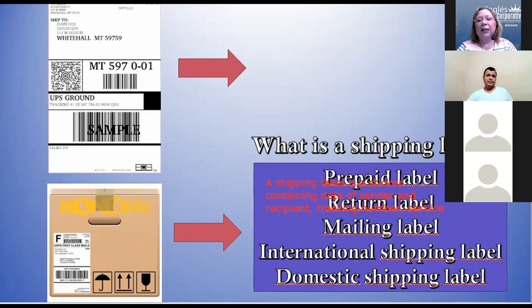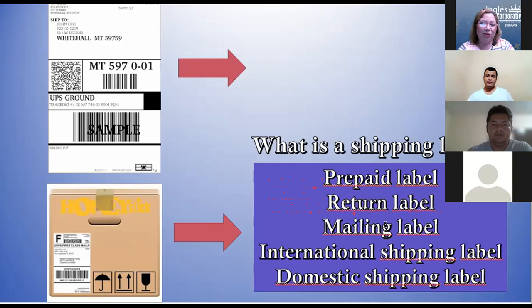en listita, digamos, para que se nos vaya quedando. Tenemos diferentes tipos de labels, different types of labels. We have prepaid labels, return labels, mailing labels, international shipping labels, and domestic shipping labels. This is in the United States, right?